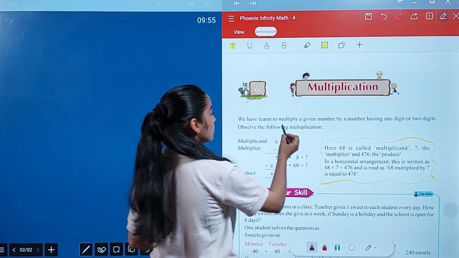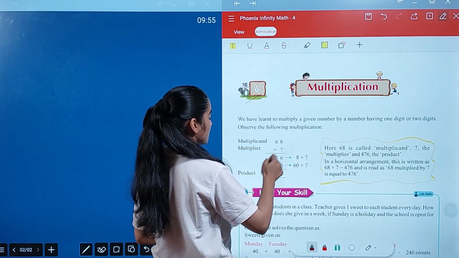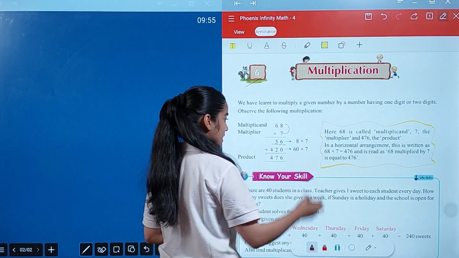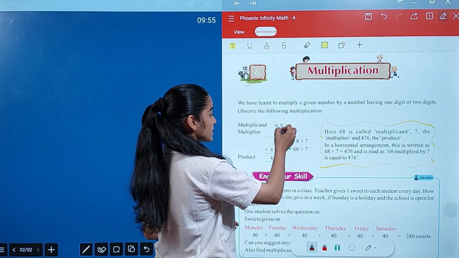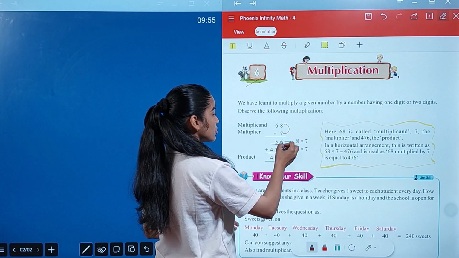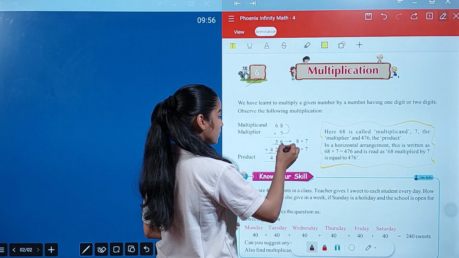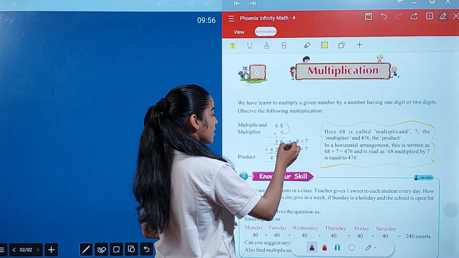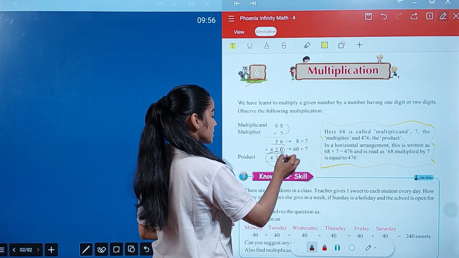We have learned to multiply a given number by a number having one digit or two digits. Observe the following multiplication. 7 multiplied by 8, your answer is 56. We write here 56, then 7 multiplied by 6 is 42. After this, you just have to add these two numbers together, 56 and 42. While you add, you have to add a 0, and then 5 plus 2 is 7, and 4. So 476 is your answer.